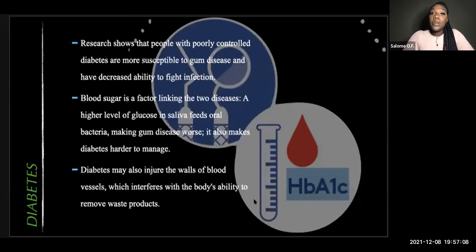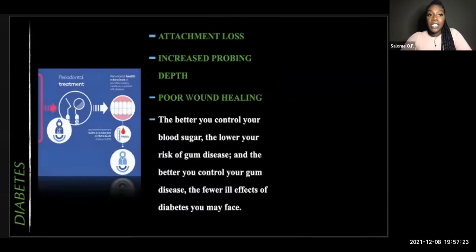And it works backwards too. If you have diabetes, it's hard for you to control your gum disease. And if you have gum disease, it's hard for you to manage your diabetes. Vice versa.